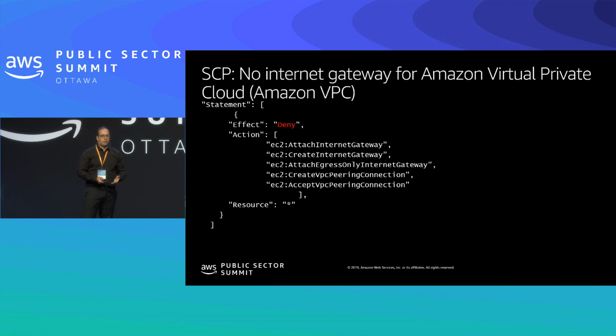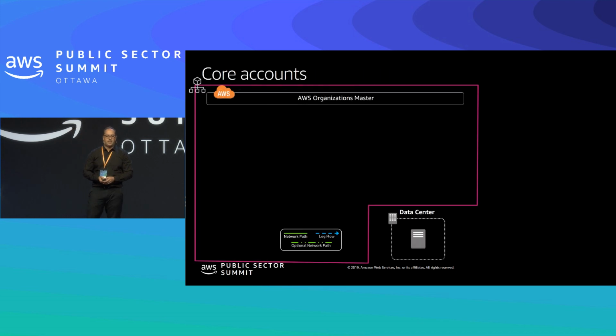In this example, we want to ensure that no internet gateway can be created or attached in this account. This would stop a developer, as an example, from having the ability to go out to the internet. You can define these however you'd like, and then apply them to your AWS organization, which will affect all those other accounts that you could create.